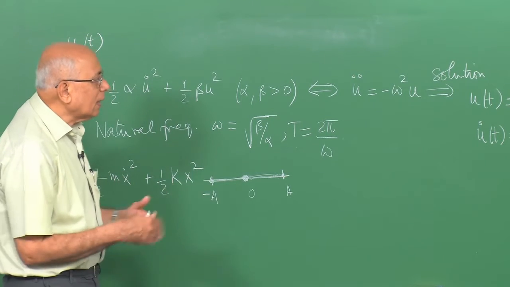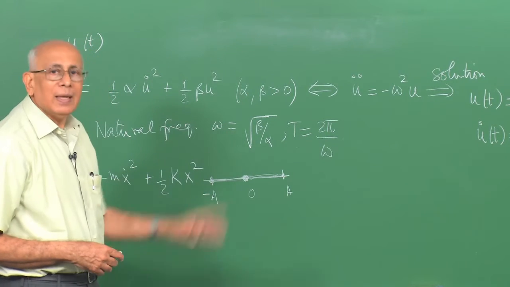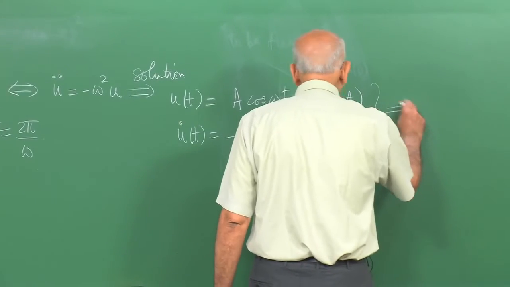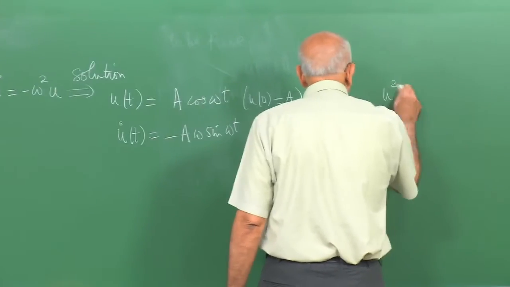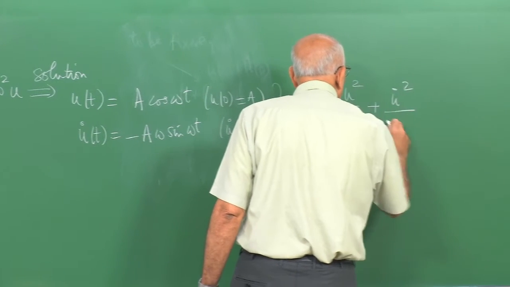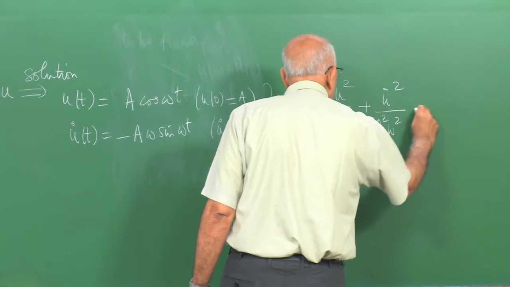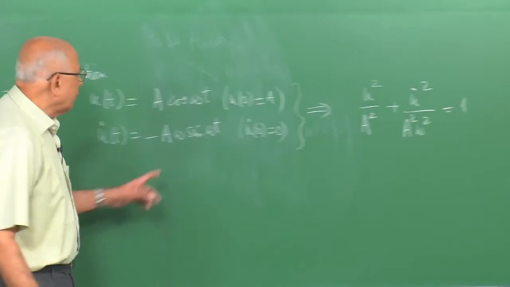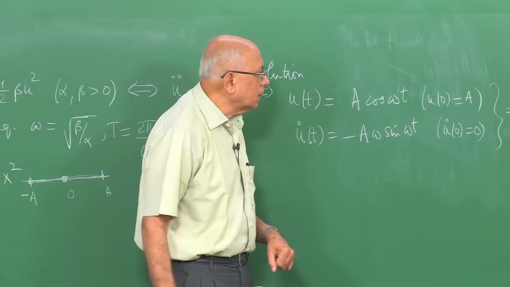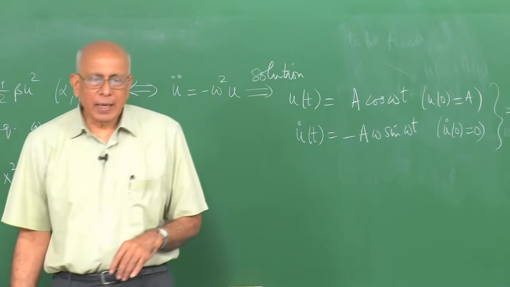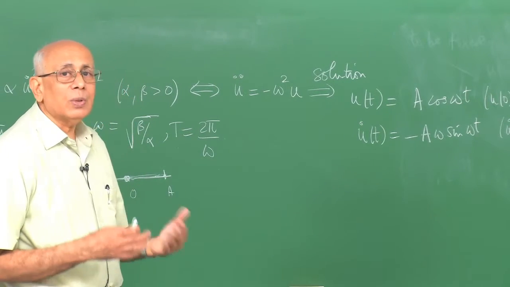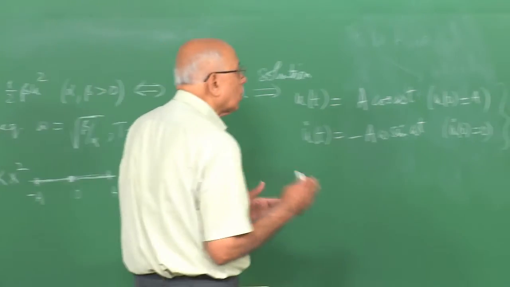So how is that taken into account? It can be done by just looking at the solution, and it immediately follows from this solution here that u squared over a squared plus u dot squared over a squared omega squared equals 1. What we have done is to eliminate the time between u and u dot, and we get an equation which actually connects u and u dot in this fashion with no reference to time at all, which means it must be true at all times.